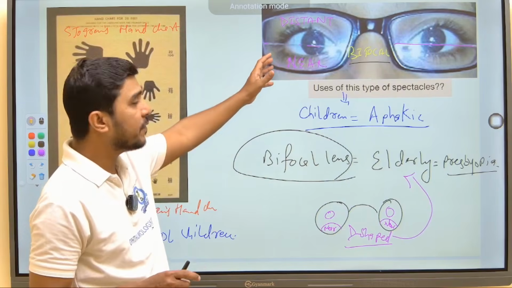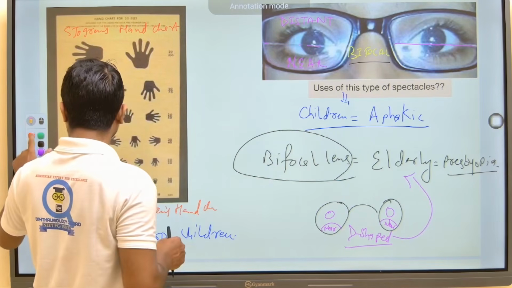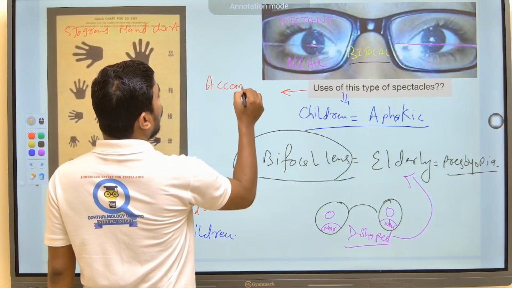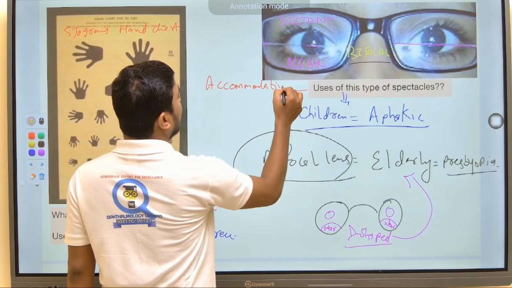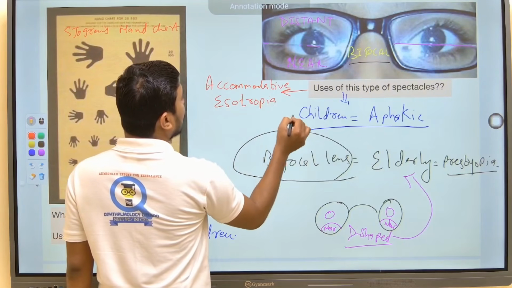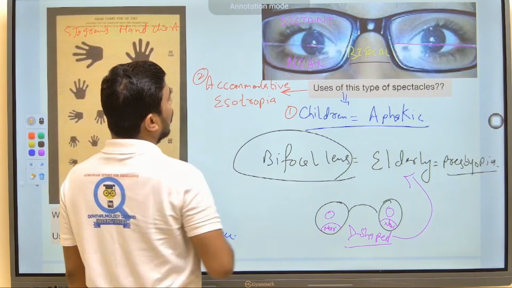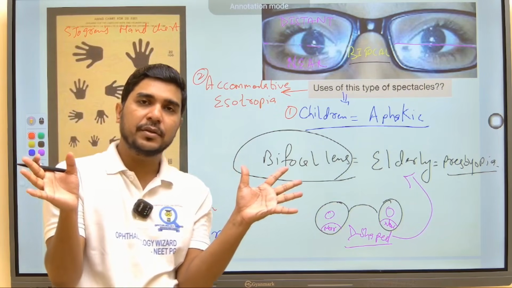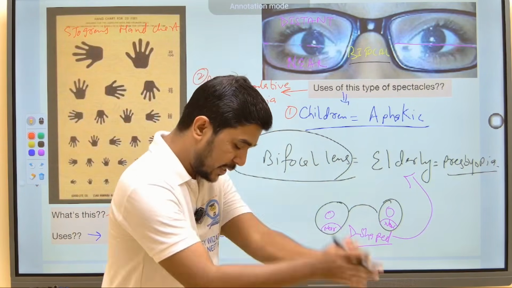Also accommodative esotropia may be one more use. Accommodative esotropia में भी इसको use करते हैं. So this is one use, this is second use of this type of lens, and this is about this. Understood point? Got it? Yes.